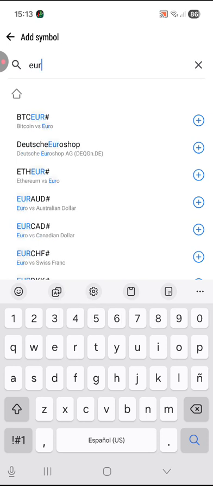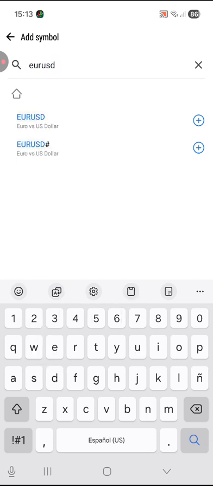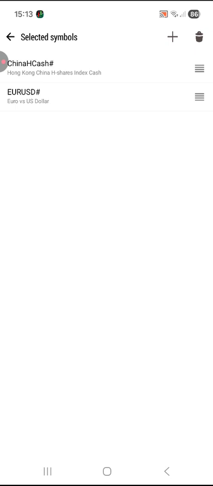Euro, United States dollar. Okay, you can see that there's two selections here. We want to select the one with the pound sign. Okay, we want Euro USD pound. The other one does not let you do trades. So we want to select the one with the pound sign, you can do the trades, and you can see it's selected. So there, we added that.